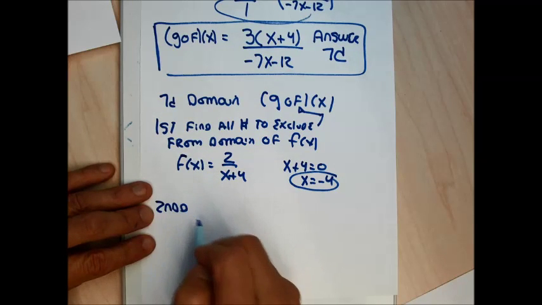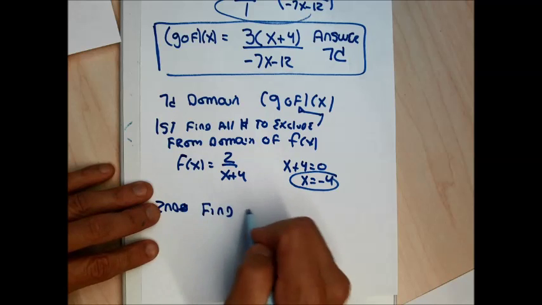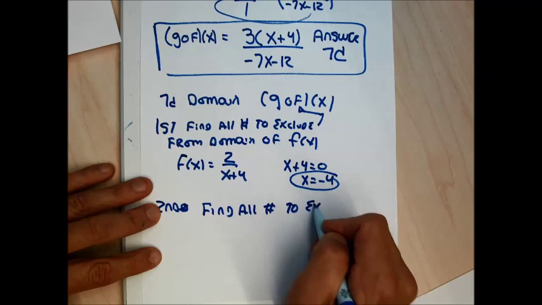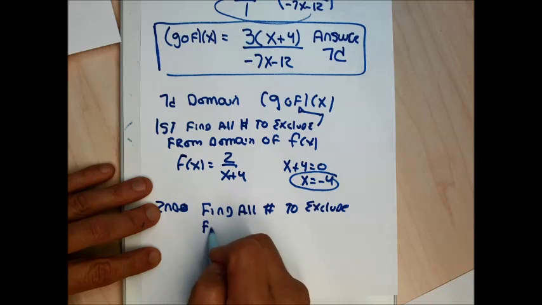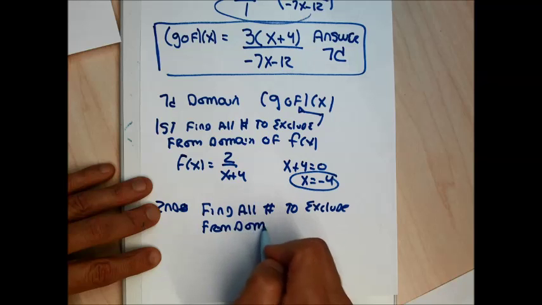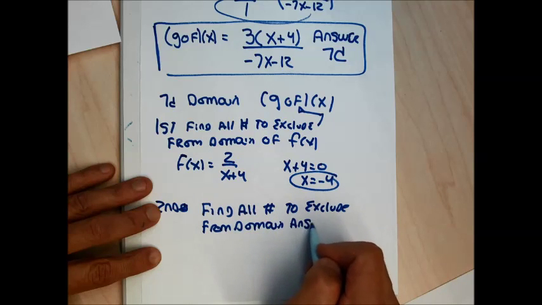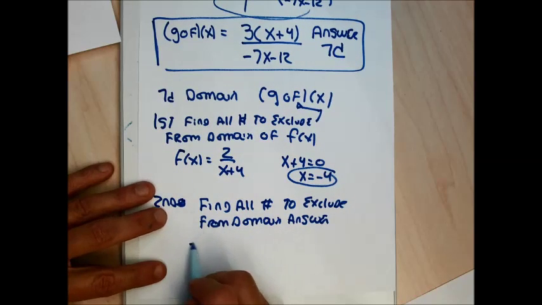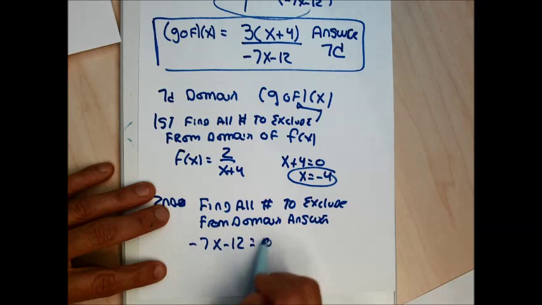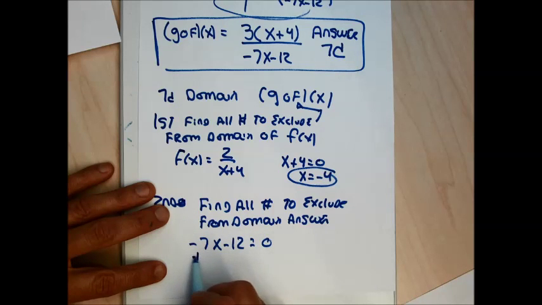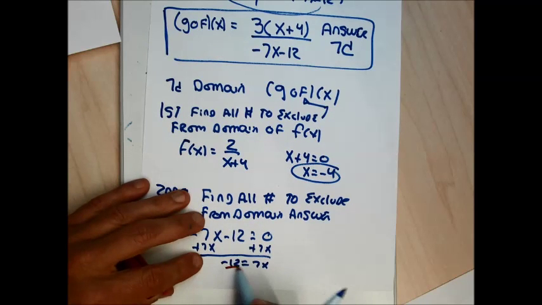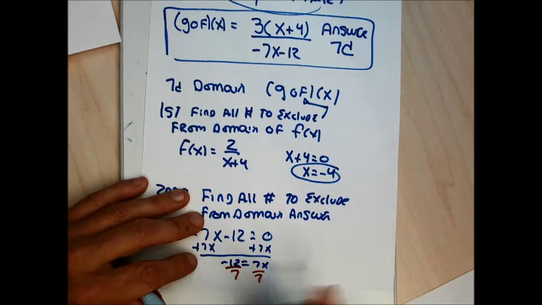And then second, I find all numbers to exclude from the domain of the answer. The answer I have boxed up there. To find the numbers to exclude from the domain, we just simply set the denominator equal to 0. Maybe I'd add 7x to both sides and get negative 12 equals 7x, and then divide by 7. Get x equal to negative 12 over 7.